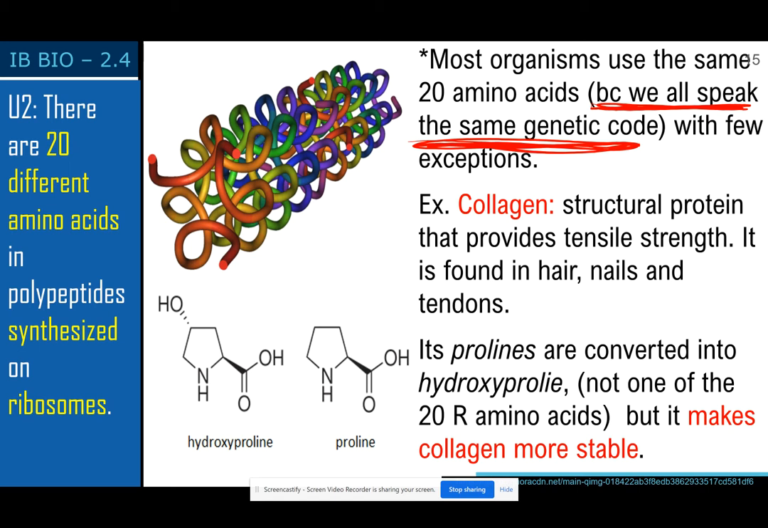In collagen, there are prolines, and these are types of amino acids that are converted into hydroxyproline, which is not one of the 20 amino acids, right? So this is an exception to this 20 rule because there's exceptions to every rule. It's not one of those 20, but it does make collagen more stable. So there are more than 20 amino acids, but they're special cases and they're not used by everybody to build everything. So again, there's always an exception to the rule.